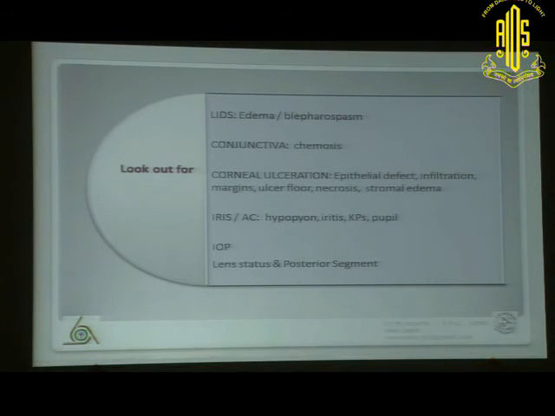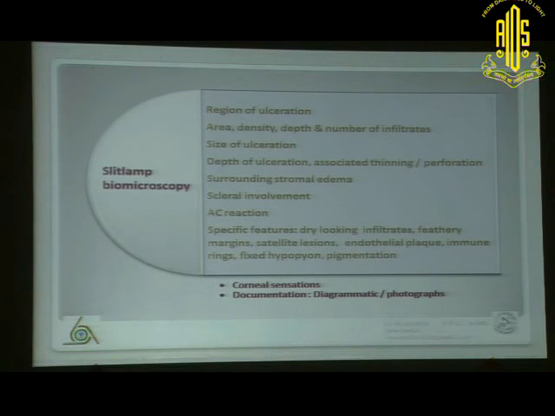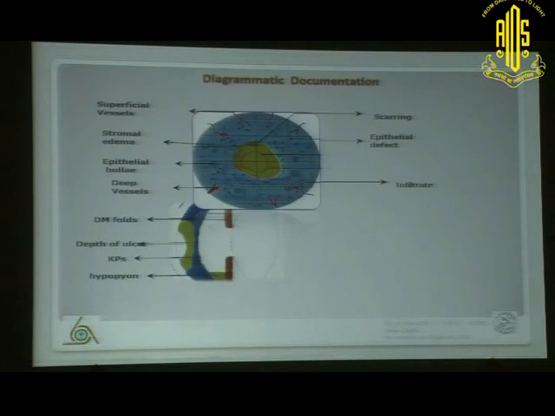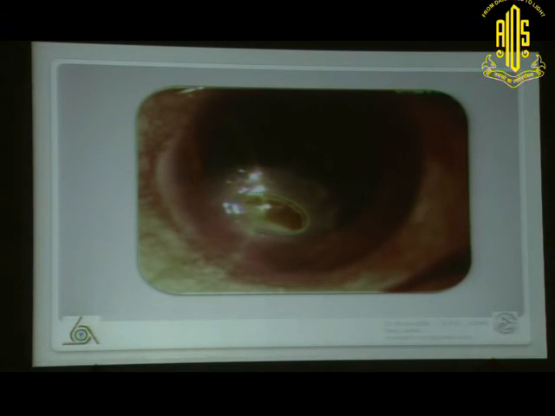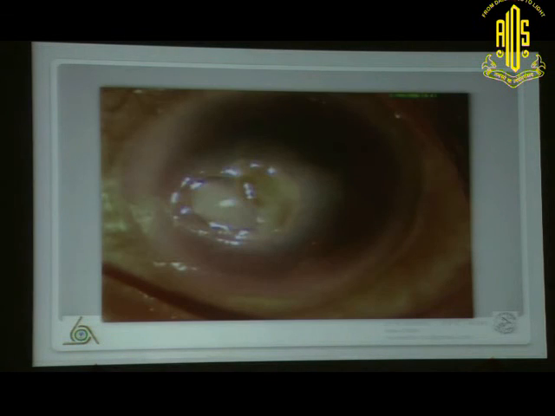So look for lid edema, blepharospasm, chemosis, the area of ulceration, infiltrations, margins, the ulcer flow, necrosis, stromal edema, the presence of anterior chamber reactions in terms of hypopyon, iritis, keratic precipitates, look at the pupillary reactions, the lens status, and an associated endophthalmitis as well. So in a nutshell, I think I've almost covered most of what you need to look at when you're looking at a corneal ulcer. The documentation is also very important for these patients. It could be photographic documentation or simple good diagrams to see how you're going to proceed. Thank you.